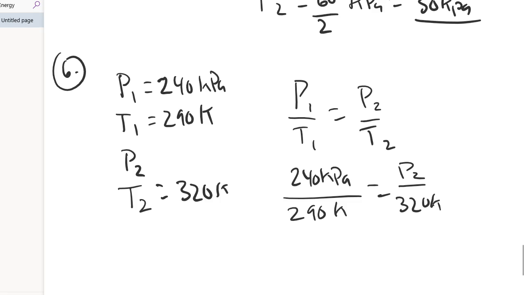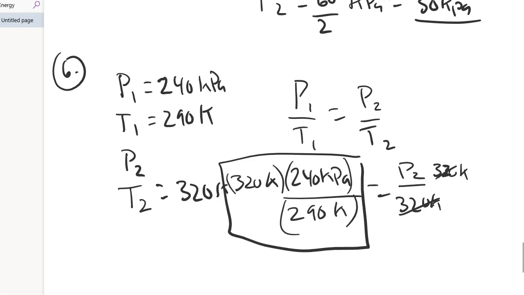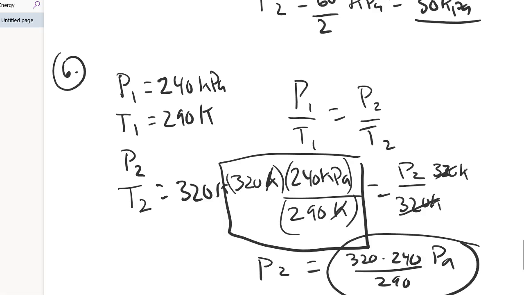Well, this is pretty simple to solve because we just multiply by 320 Kelvin on this side because that'll cancel that out, and 320 Kelvin on this side. This times this, divided by this. You can do your calculator and you will then come up with P2 equals 320 times 240 divided by 290, and this will all end up in pascals. You could use your calculator and solve for that value.